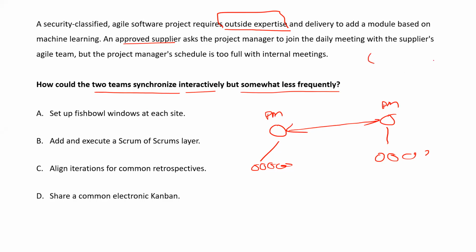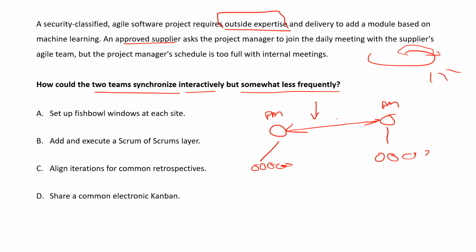Fishbowl window is when the team is working internally and people can see from outside. That is called a fishbowl window, Osama. So people can keep looking at each other, how they are working, and if something is needed, we can ask them. If you have understood the situation, you can answer it easily. When you have two scrum masters, how do you manage them so they can collaborate together?